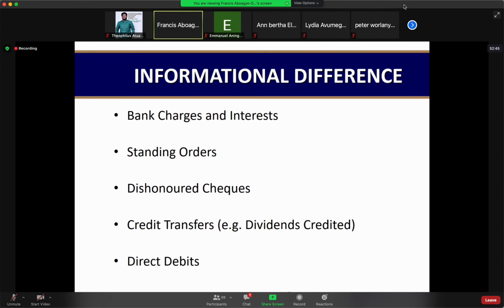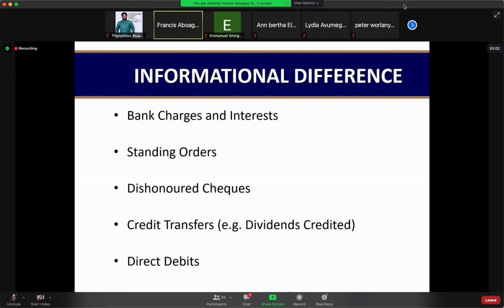Because you see, when they receive it, they're supposed to scan it and send it. And once the other party accepts it, it should be given value. Anyway, so those are the timing difference items.